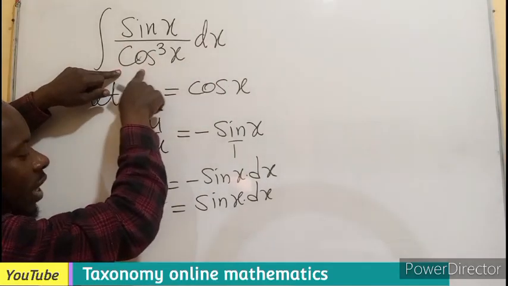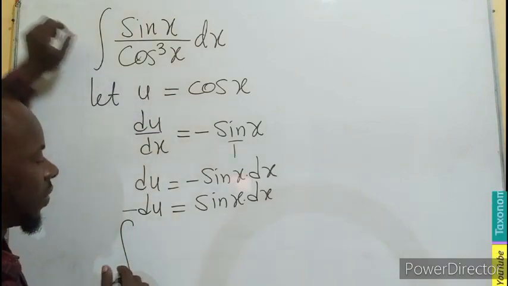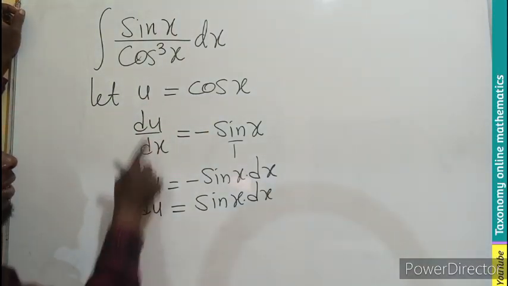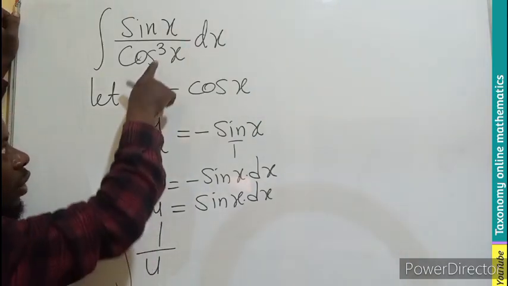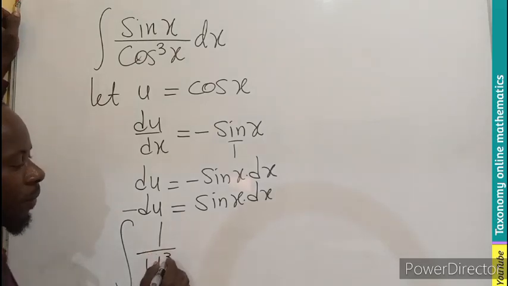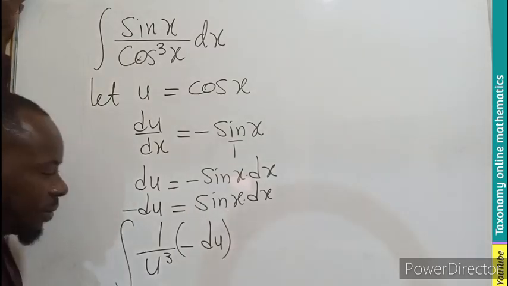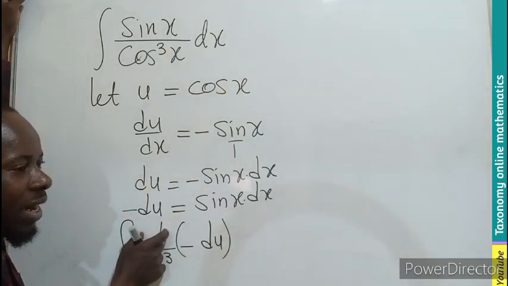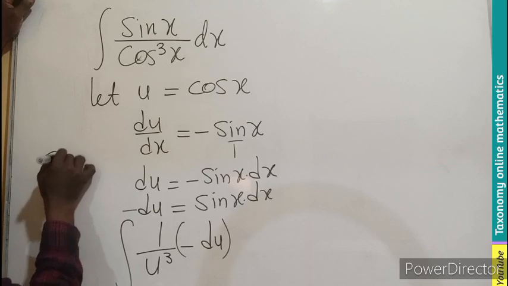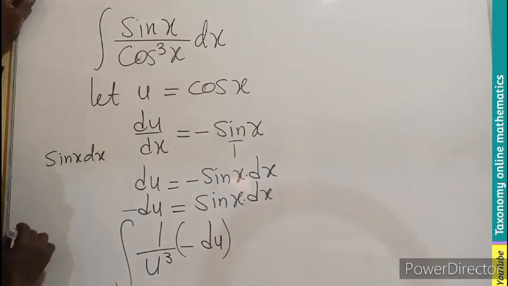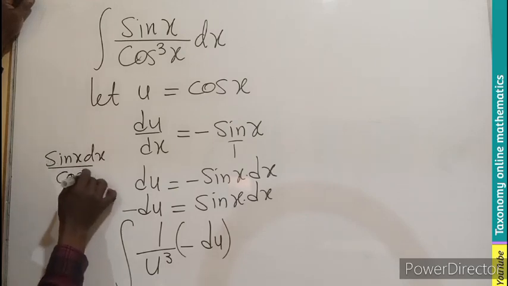Then cos will take effect from here, meaning our integral will now become this, and the denominator will become this. So I have 1 over u, but the u is to the power of 3. Then we have our negative du. I don't know if you get the concept. This is multiplying the top, so it is actually sine x dx, which is our numerator, divided by cos cubed x.